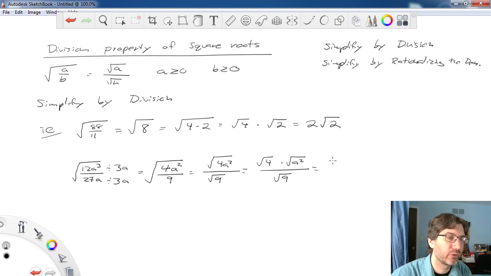So the square root of 4 is 2. That's going to be times, I'm not going to use a dot, times the square root of a squared. Remember, those cancel, so that becomes 2a. And the square root of 9 is 3. So it all reduces down to this, which is a lot nicer to deal with than this.